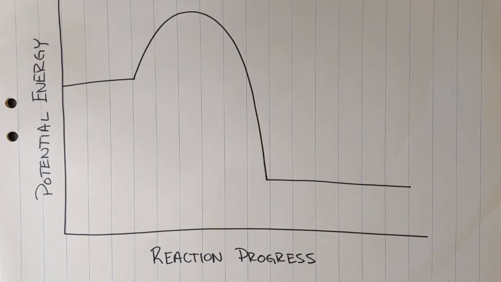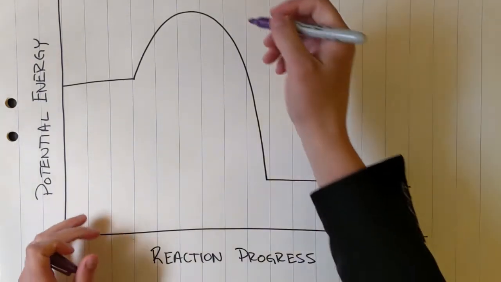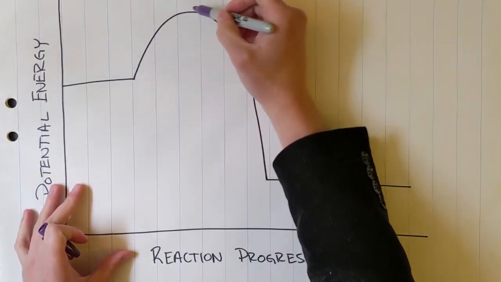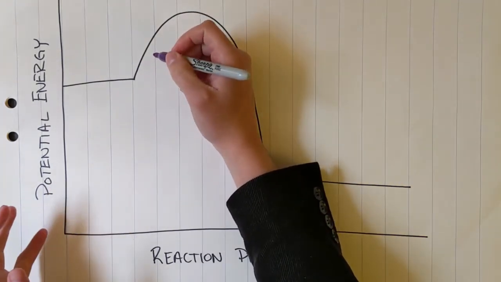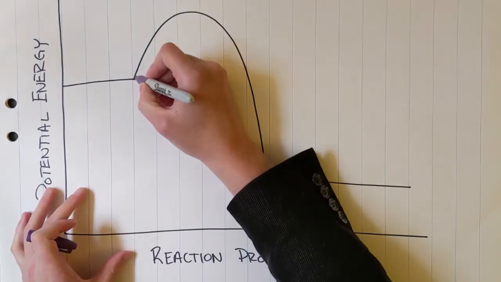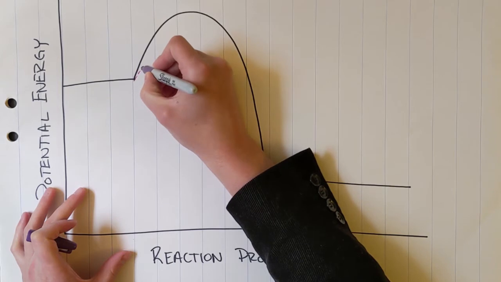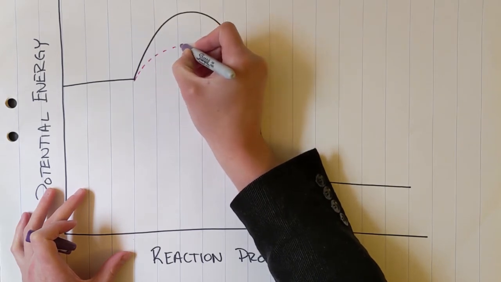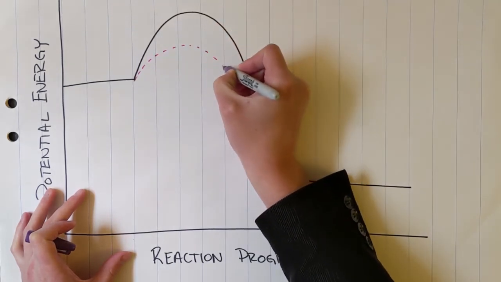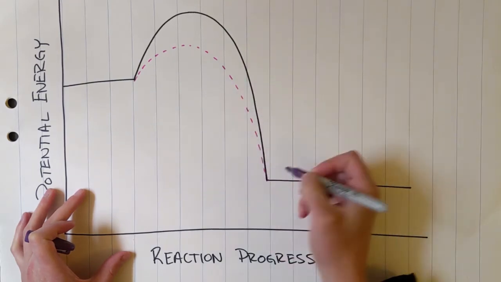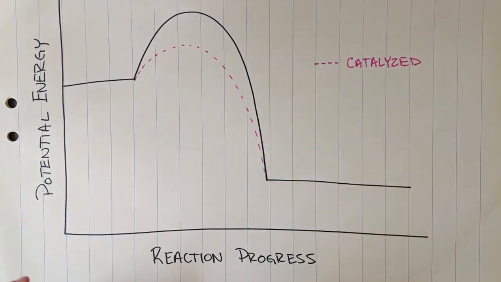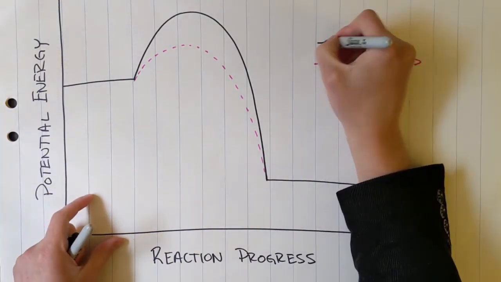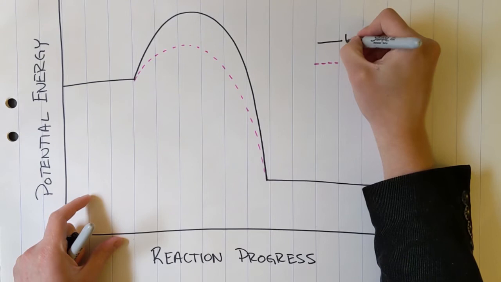Now, in my potential energy diagram, what that means is that I don't need to go all the way over this activation energy hump if I have a catalyst, because the catalyst is going to increase effective collisions. It's going to reduce the amount of energy that's required. We often show catalyzed reactions with a dotted line like this. So my dotted line would be the catalyzed reaction, and my solid line is the uncatalyzed.